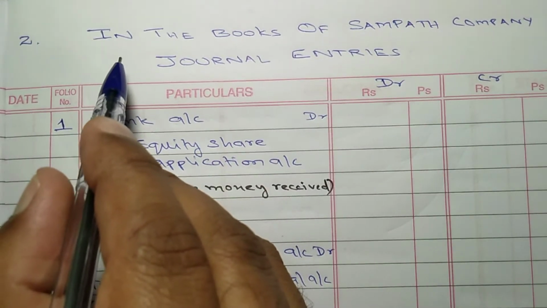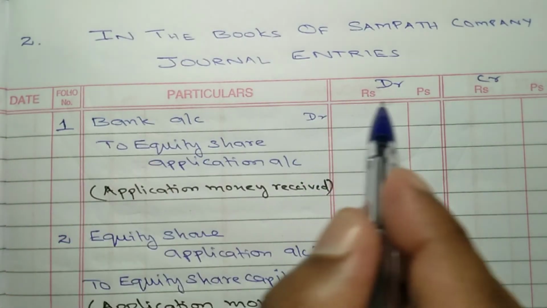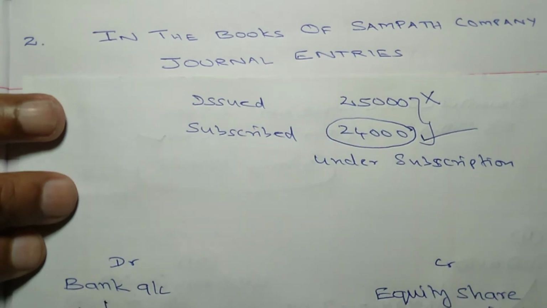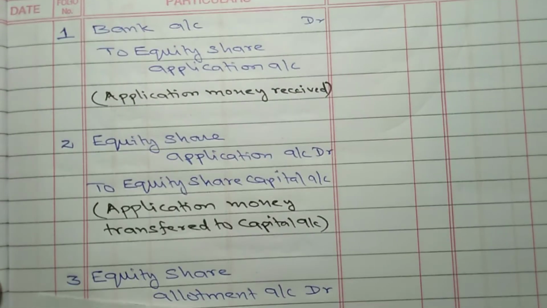So already I wrote all the entries. First you should write the heading: In the books of Sambat Company, journal entries, particulars, debit and credit. First entry is bank account debit to equity share application account. This way I wrote all the entries.